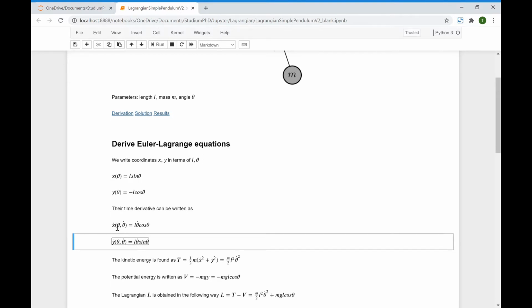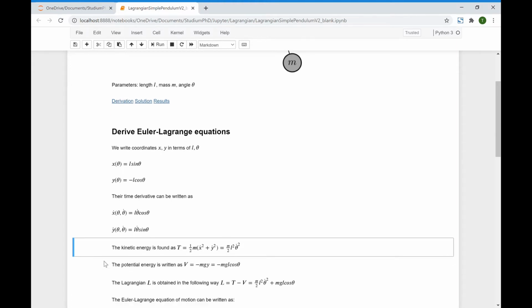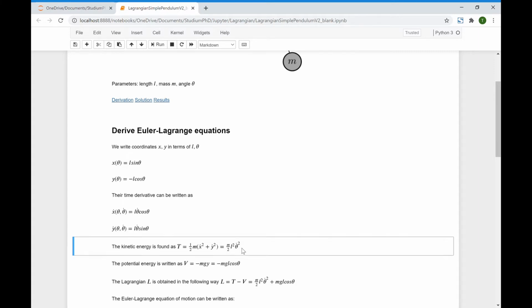And now, having x dot and y dot, we can find the kinetic energy. Kinetic energy is basically 0.5 times mass times velocity squared. In this case, velocity squared will be, we have two components, x dot and y dot, so it will be x dot squared plus y dot squared. Just insert these two expressions here, and we get m over 2 times L squared times theta dot squared.